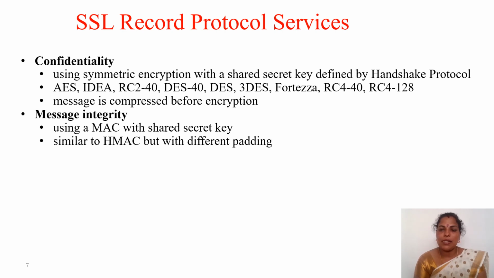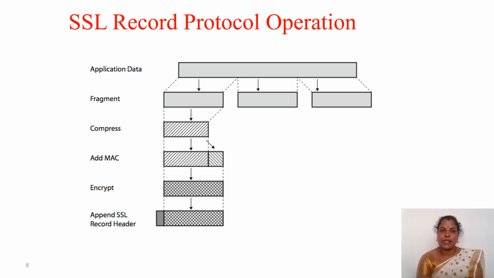And in order to provide message integrity, it uses a MAC with the shared secret key. That is, the MAC means message authentication code. It is similar to HMAC but with a different padding scheme. You know these steps, and some of you might have implemented the HMAC also. So you know the working principle of HMAC. It is similar to that of HMAC only. In order to provide integrity, MAC is used with some shared secret key in this SSL record protocol services.